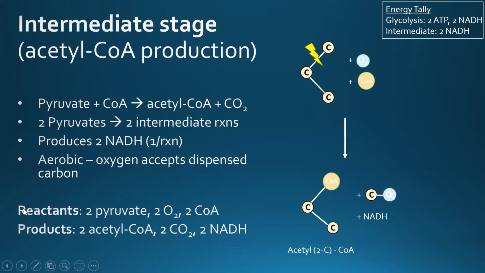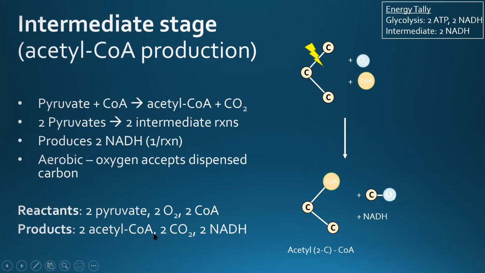Okay. So again, substrates: you're starting off in the intermediate stage, the pyruvate oxidation stage. You start off with two pyruvates, two oxygens, and two CoA molecules. The CoA is coenzyme A. Again, remember we talked about coenzymes. They help to facilitate reactions, they help enzymes. So the products are going to be two acetyl-CoA, two carbon dioxide, and two NADH.